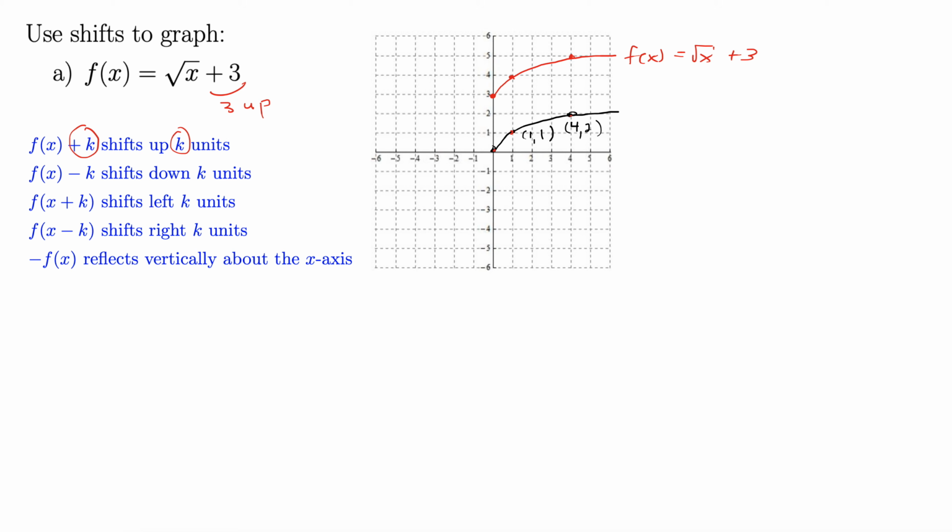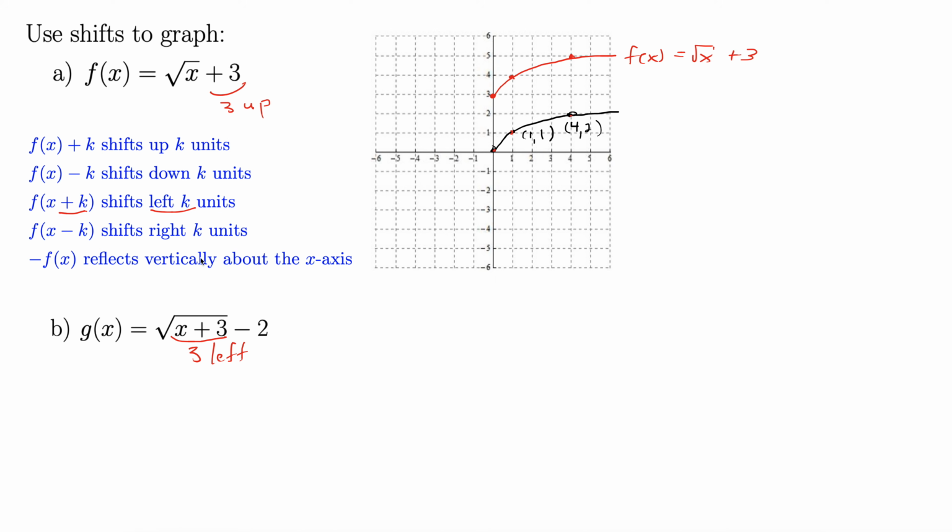Let's try another one. Here we have g of x equals square root of the quantity x plus 3 minus 2. Okay, so let's refer back to our rules and see what happens here. Now we have the plus k inside, so that's going to be left k units. Remember that when it's on the inside of the parentheses, or inside the function, like this is inside the square root, it's the opposite direction of the sign. So a plus 3 brings us 3 to the left.